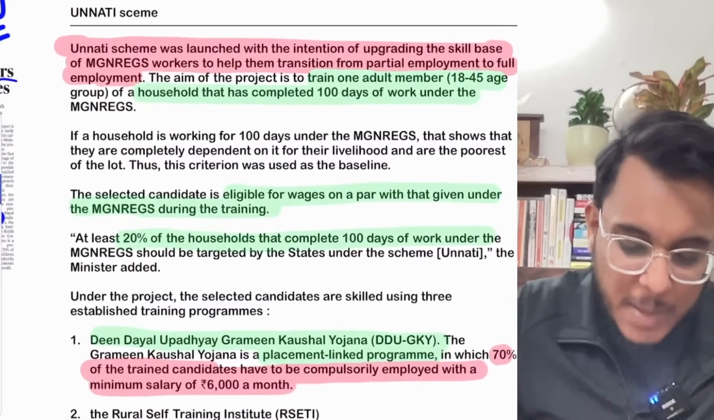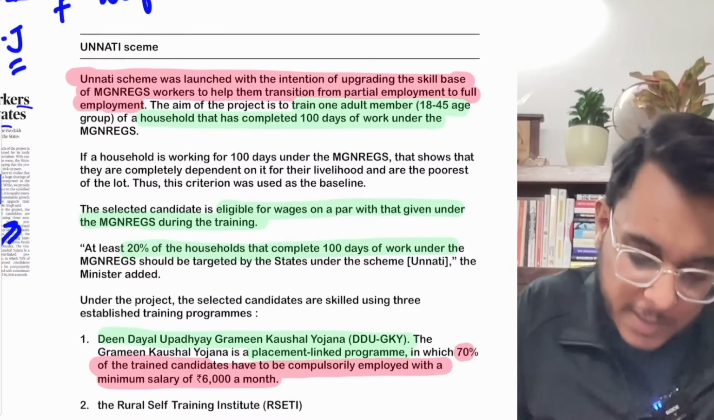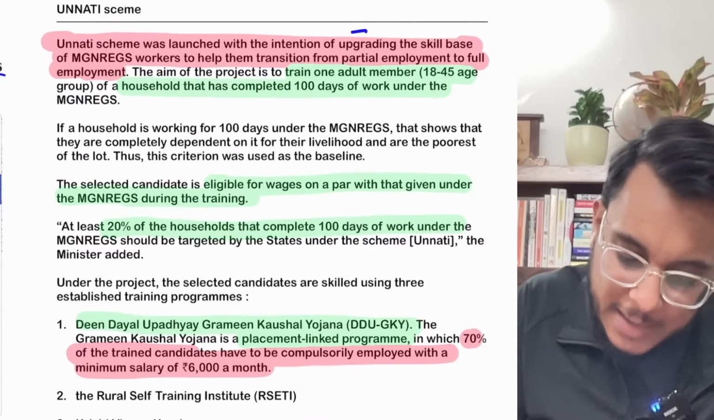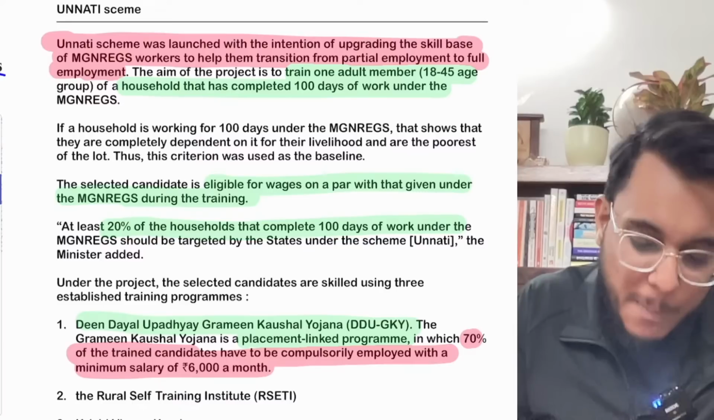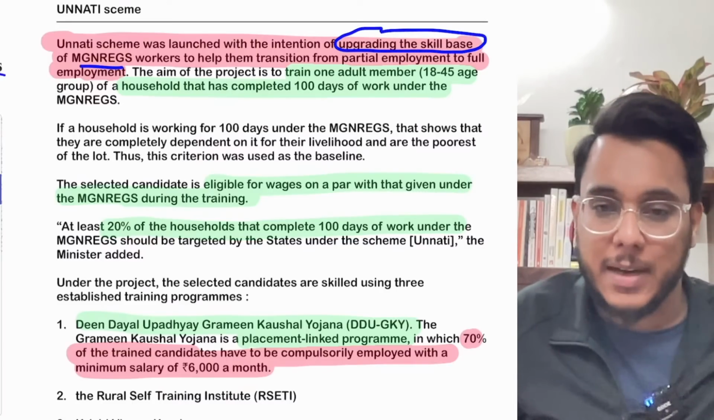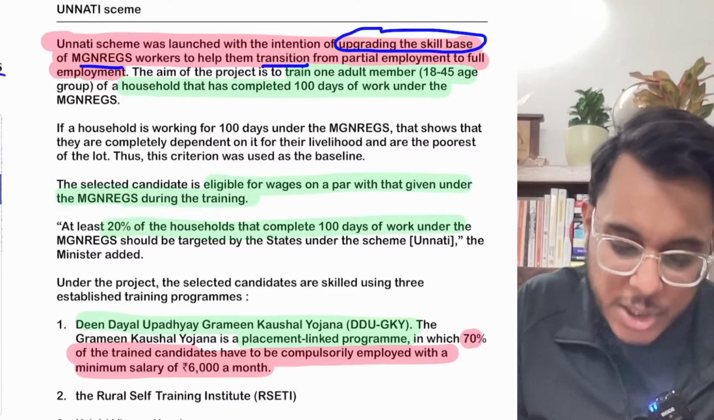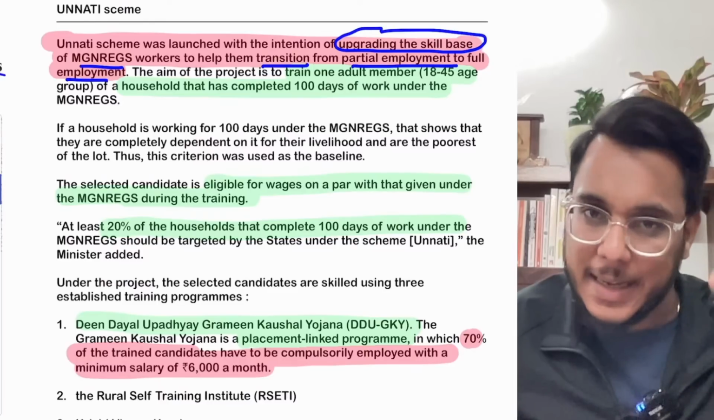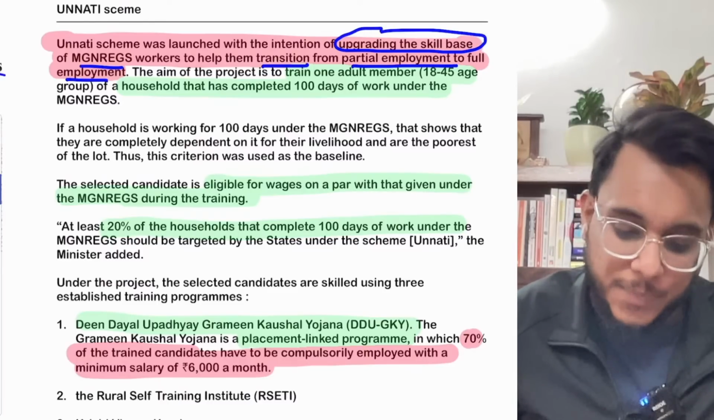Therefore, the people who have worked under the MGNREGA can enroll under the Unnati scheme, and they can upgrade their skill base. So Unnati aims to upgrade the skill base of the MGNREGA worker, and will help them in transitioning from partial employment to full employment. After learning that skill, they can get employed in a factory or any other place.